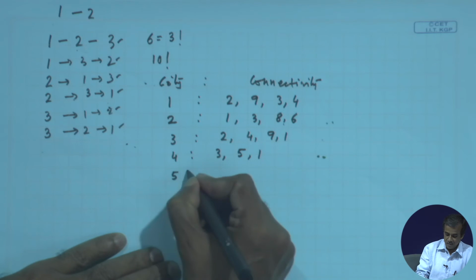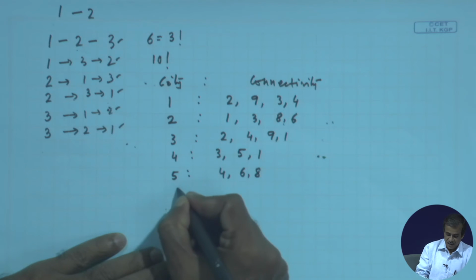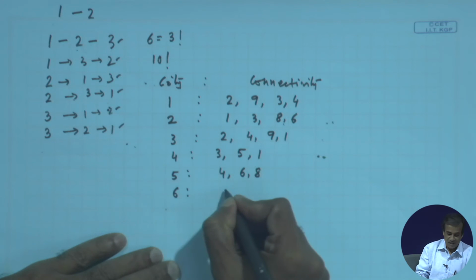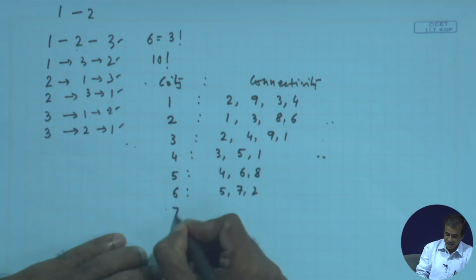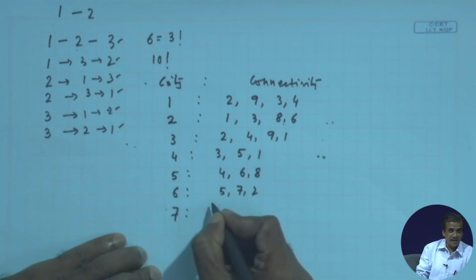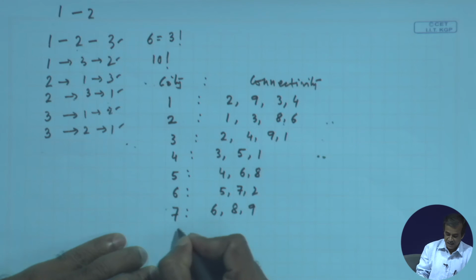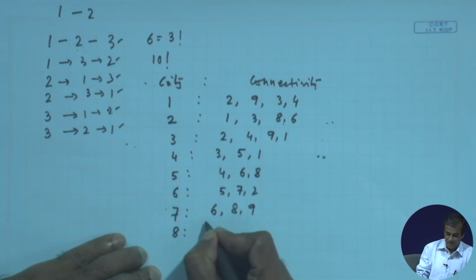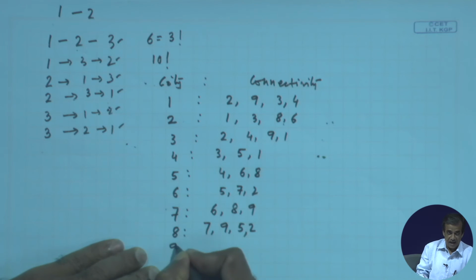6, 8. Then 6 is connected to 5, 7, 2. Then 7 is connected to 6, 8 and 9. Then 8 is connected to 7, 9, 5, 2 and 9 is connected to 8, 1, 7, 3.